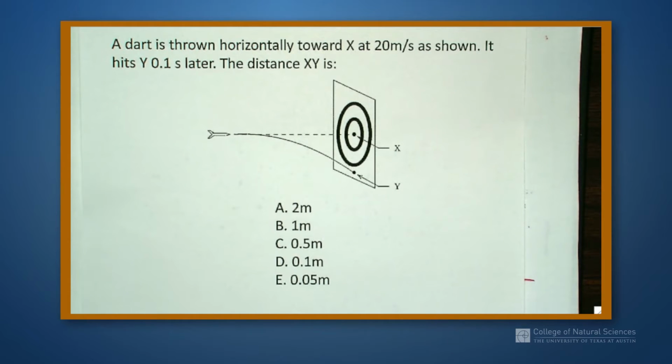So this question says that we have a dart that's thrown horizontally towards the x at 20 meters per second as shown. It hits y 0.1 seconds later, and we want to know what's the distance between x and y. So let's go through and actually label some stuff.